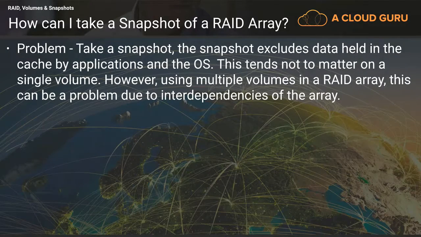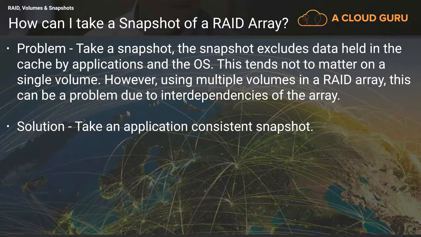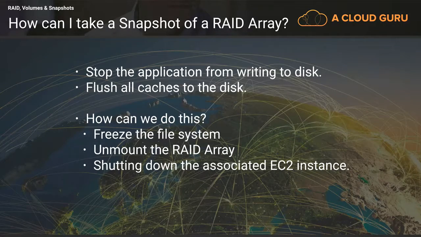So how can you take a snapshot of a RAID array? The problem with taking snapshots is that it excludes data held in the cache by the application and the OS, and this tends not to matter on a single volume. However, using multiple volumes in a RAID array, this can be a problem due to interdependencies of the array. So the solution is to take an application consistent snapshot.